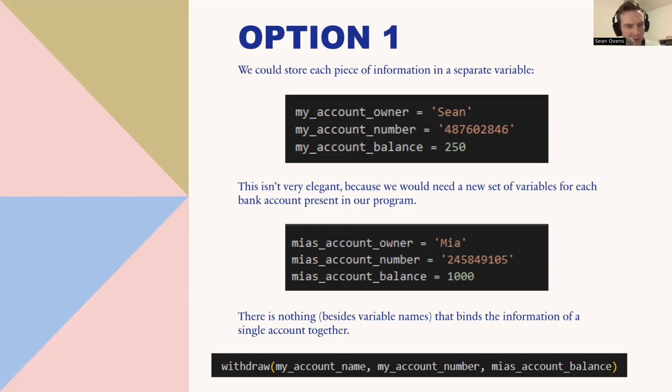Then we could do weird things like this, where to our withdraw function, I provide my name, my account number, but Mia's account balance, right? There's nothing preventing me from doing that because there's nothing that actually fundamentally ties the account information corresponding to one account together. So this could possibly result in undefined behavior, and it's a relatively simple mistake to make.